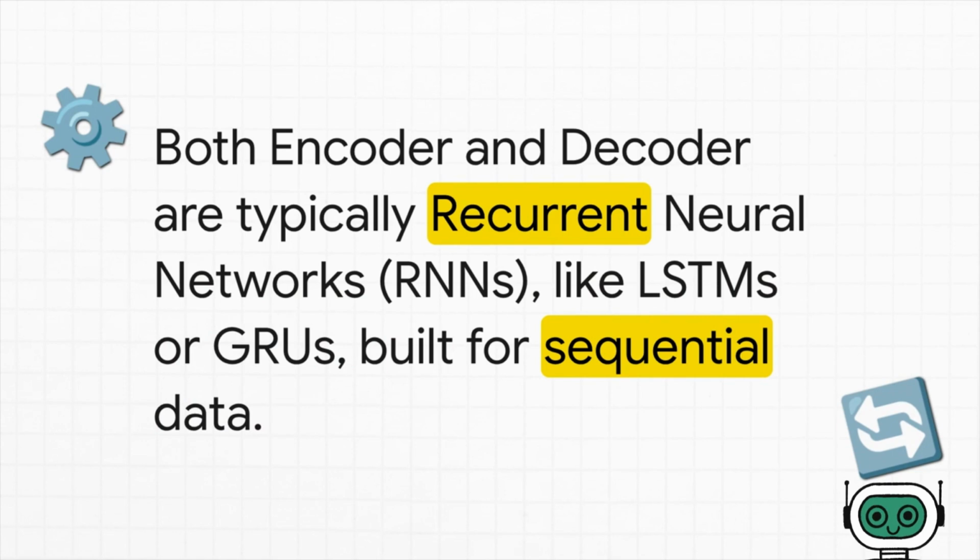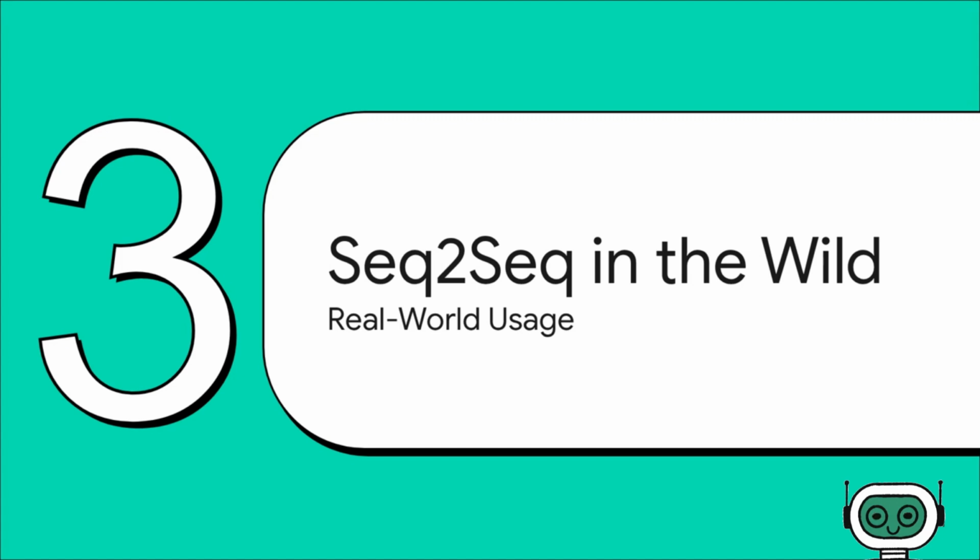Now, under the hood, what are these things? Well, both the encoder and the decoder are usually a type of recurrent neural network, or RNN. You'll often see things like LSTMs or GRUs used here. And that makes perfect sense because RNNs are built from the ground up to handle sequences, to carry a memory of what they've seen before, to inform what they do next. So this is a pretty clever architecture. But where does it actually show up?